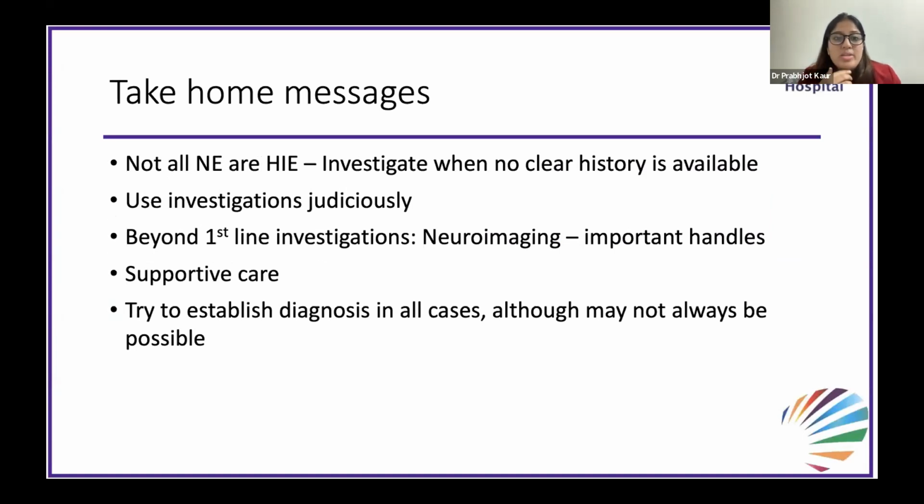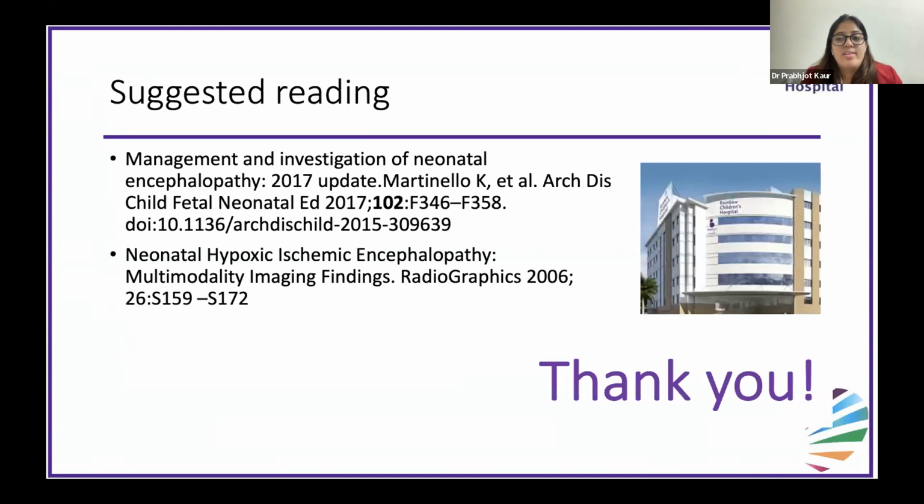So to wrap up, my take home messages would be that first thing is that not all neonatal encephalopathies are hypoxic ischemic encephalopathies. Whenever we do not have a clear history, or we have a period in which the baby has been absolutely normal, then deteriorates, we should investigate. We should use our investigations very judiciously, tailor it according to our patients. Beyond the first line investigations, neuroimaging gives us very important handles. It is a very, very useful investigation. Management-wise, supportive care is the backbone for good outcomes for these babies. And we should try to establish diagnosis in all cases, but it may not always be possible. So that will be all.